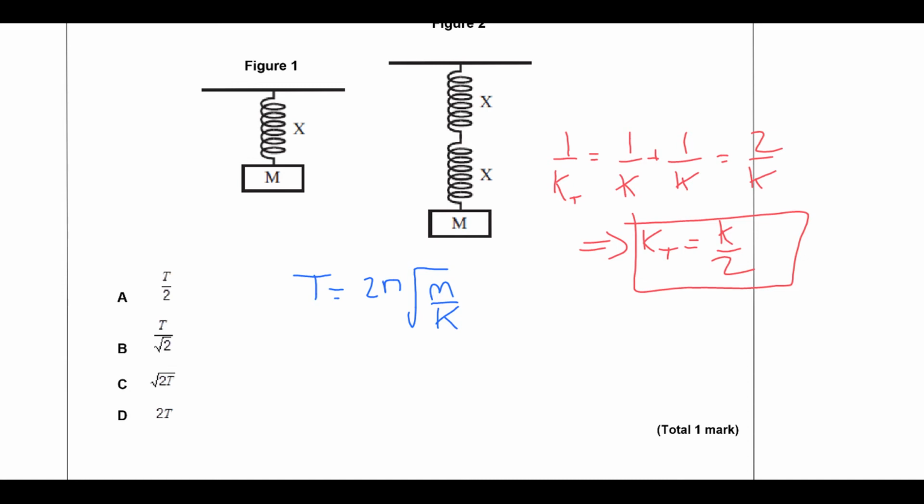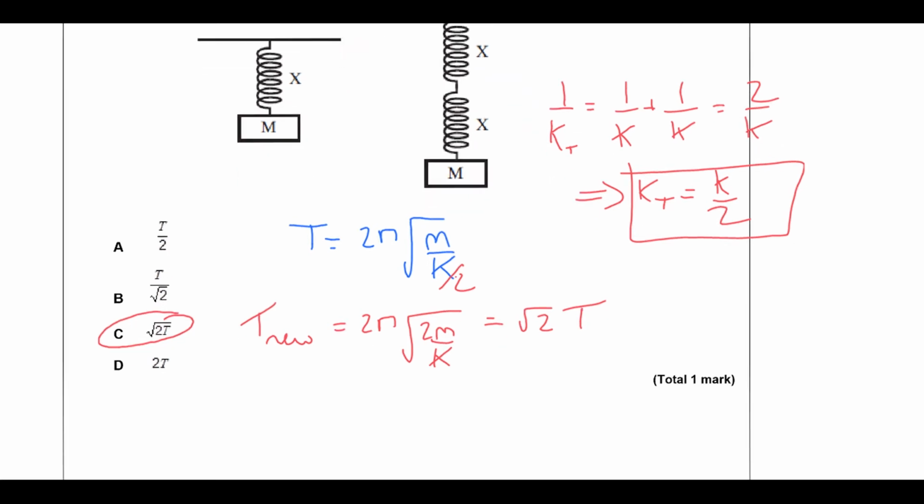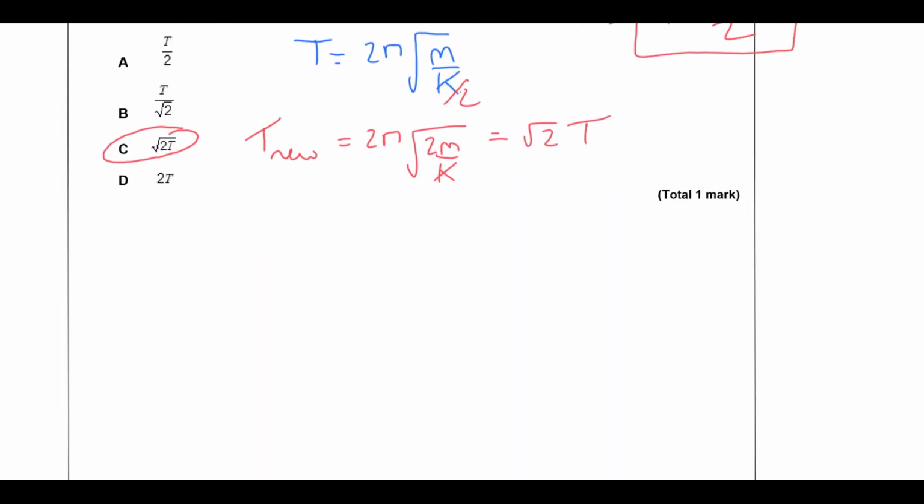So when we put that into this fraction here, what we're going to end up with is 2π root of 2m over k, and that's going to be root 2. So we're calculating the T new, and that's root 2 times the old T, which gives option C for that one there. Okay, yep, that's the last one on this page. Let's move on.